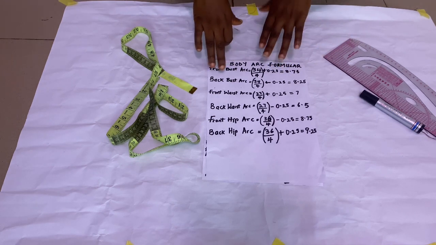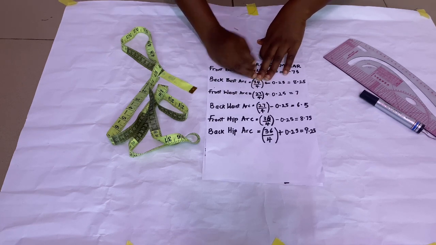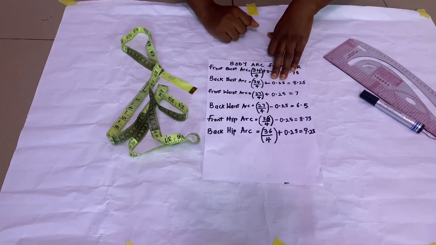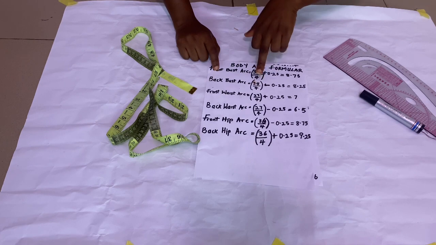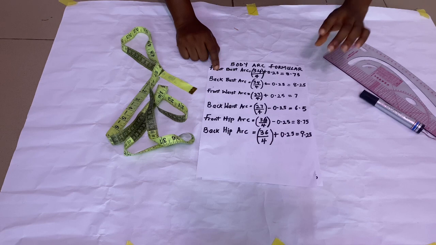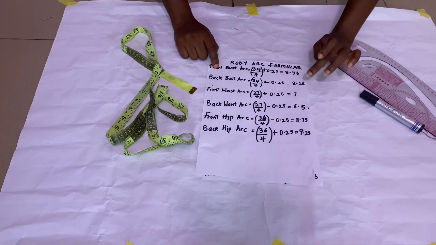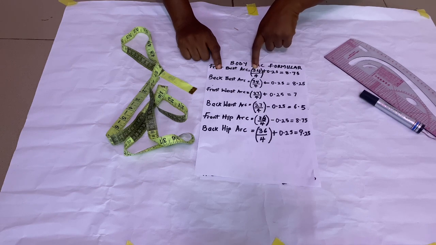For the back bust arc, it is the bust circumference divided by 4. Whatever you get, you minus 0.25 from it. So for this measurement, we have 34 divided by 4 minus 0.25, and it's giving 8.25. And when you add 8.75 plus 8.25 times 2, it will give the 34 back.